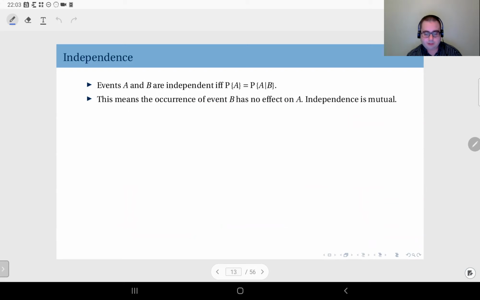Events A and B are independent if probability of A is equal to probability of A given B. So this means the occurrence of event B has no effect on A. Okay, so if I give you the information about event B occurring or not occurring, if you do not change your probability assignment to event A, then we say that A and B are independent. And independence is mutual. So if A is independent from B, B is also independent from A. So if you have this, this also implies probability B equals probability B given A.